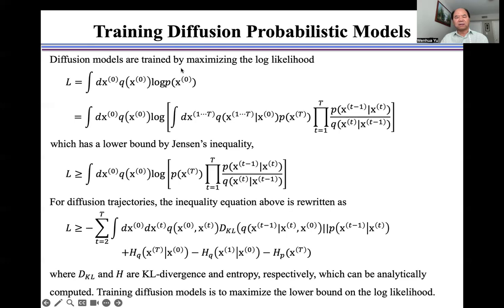Diffusion models are trained by maximizing the log likelihood, as shown here, which has a lower bound by Jensen's inequality. For diffusion trajectories, the inequality above is rewritten as here, where D_KL and H are the KL divergence and entropy respectively, which can be analytically computed. Training diffusion models is to maximize the lower bound on the log likelihood.